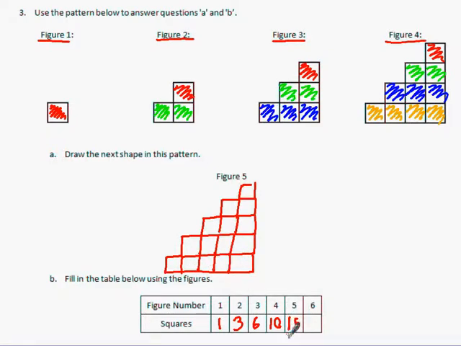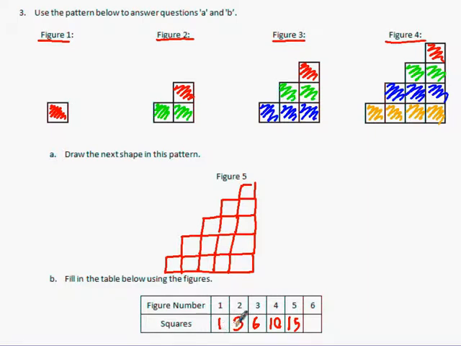Figure number 6. Well, we did not draw figure number 6. I could draw it over here, and some of you might want to do that. However, I'm going to look at the pattern. I'm going to think a little more intelligently about this. So, figure number 1 is 1 square. Figure number 2 adds 2 squares to the bottom.